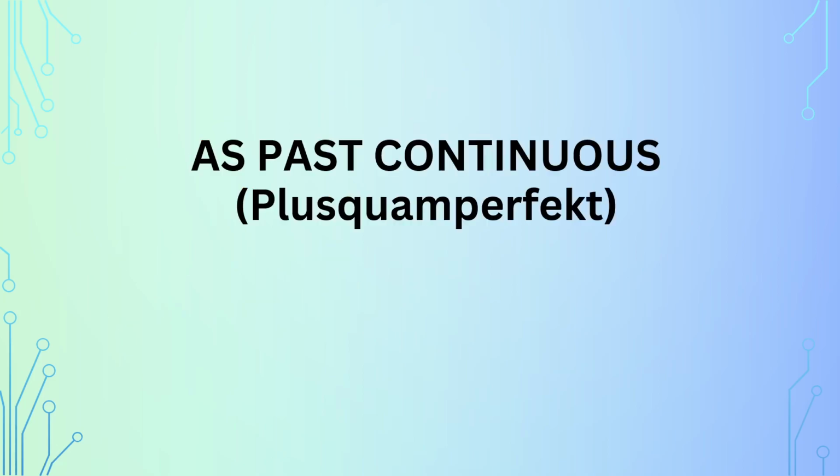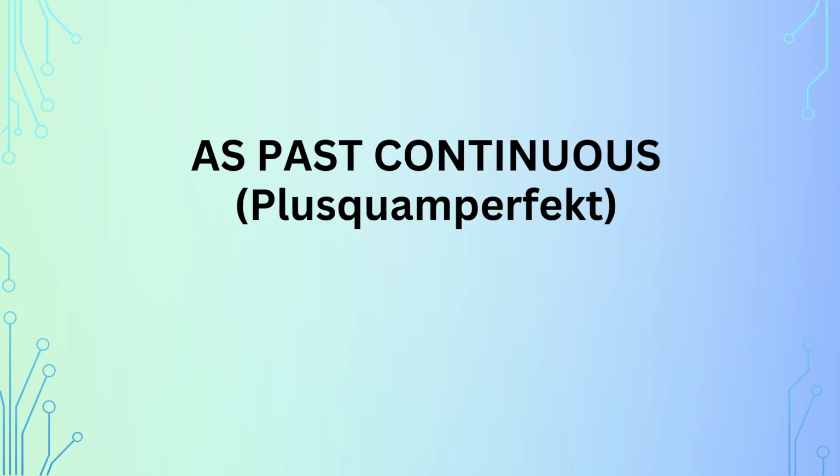Now sein can also be used to form past continuous or plusquamperfect. So it is used to describe actions that occurred prior to the simple past tense. So here you are essentially saying that you were somewhere or doing something before something happened. This must be sounding a little confusing. First let's see its conjugation and then some examples to understand it.